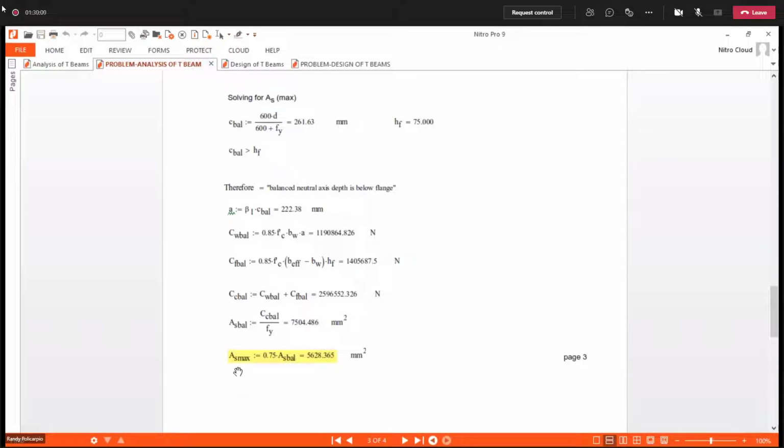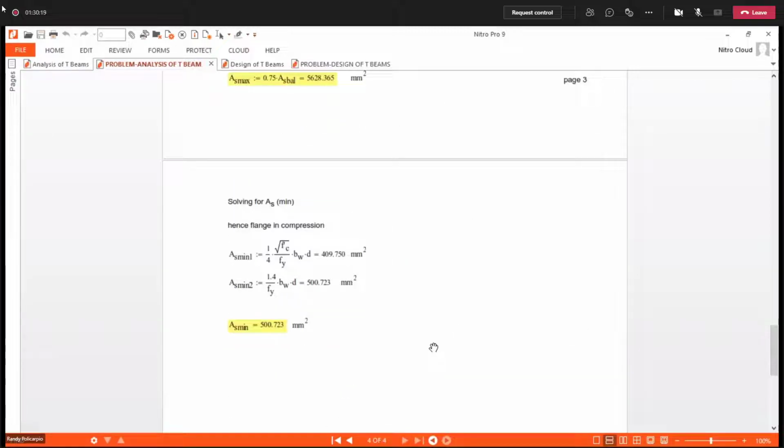Then after solving AS balance, masosolve na natin yung AS max. So AS max is 0.75 AS balance, no? So that is how we solve AS max. Okay, so para at least may knowledge kayo on this part. Okay, then for the AS minimum, okay, so whichever is the larger of the two, yun ang mag-govern.